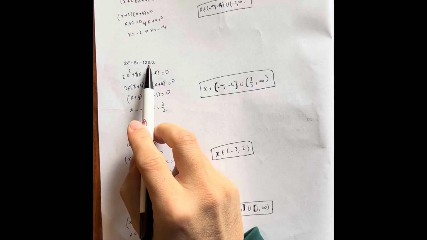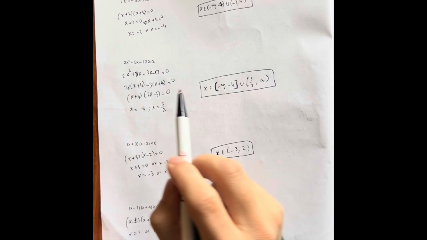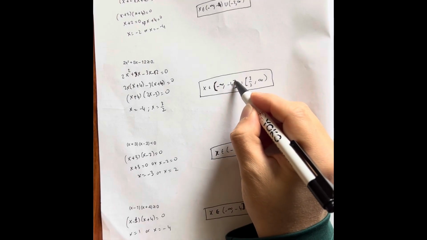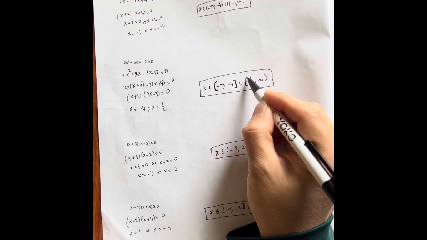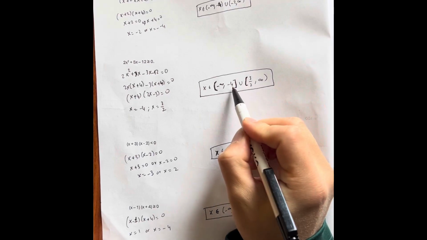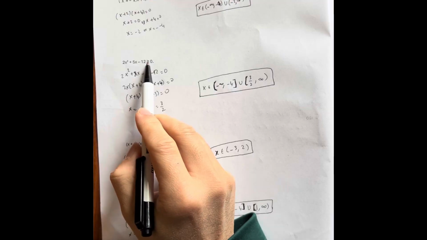Go ahead and try these and then check the results. For the second one here, this one is not just greater than 0, it's greater than or equal to 0. So in this case, we have to use brackets instead of parentheses for the endpoints. That means x can also be negative 4 or 3/2, which would make the expression equal 0.